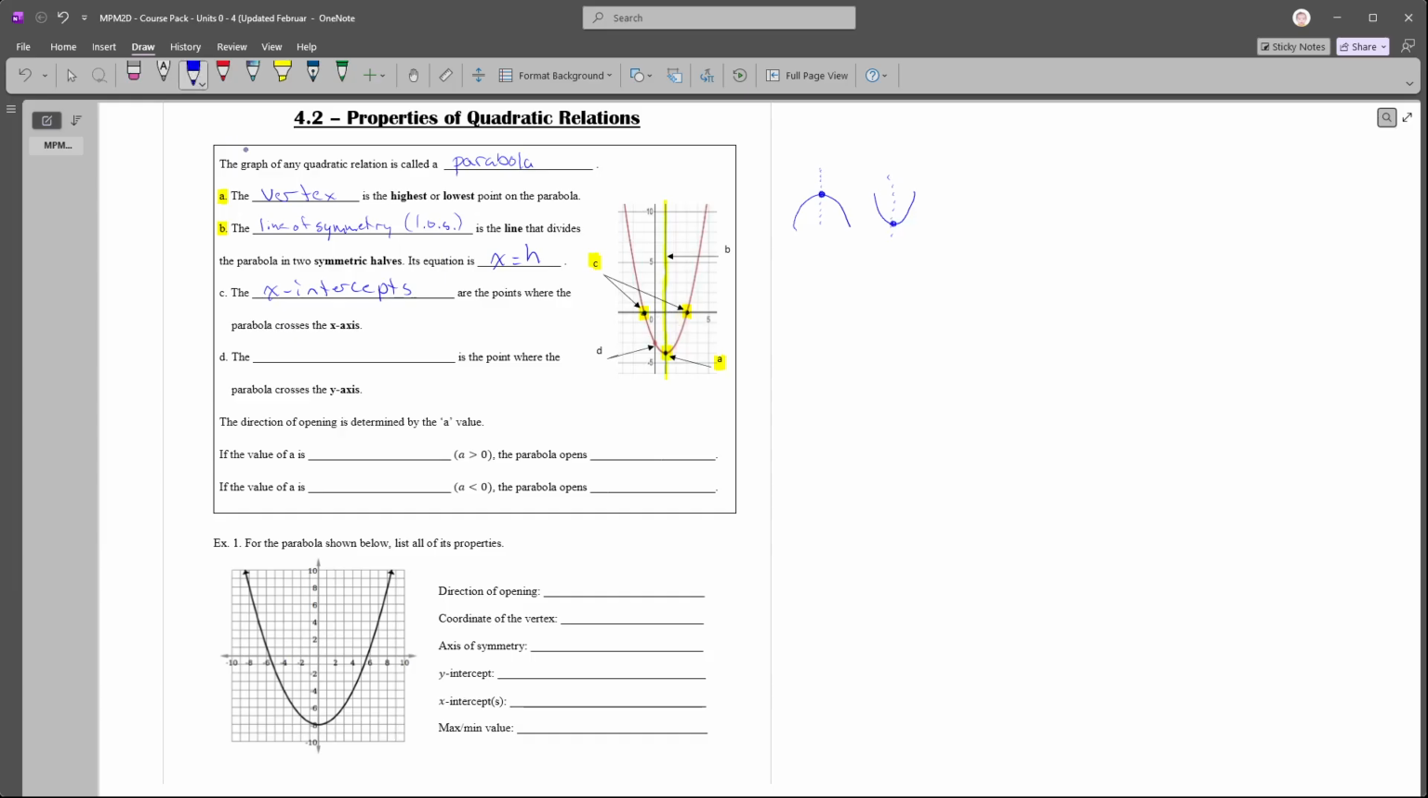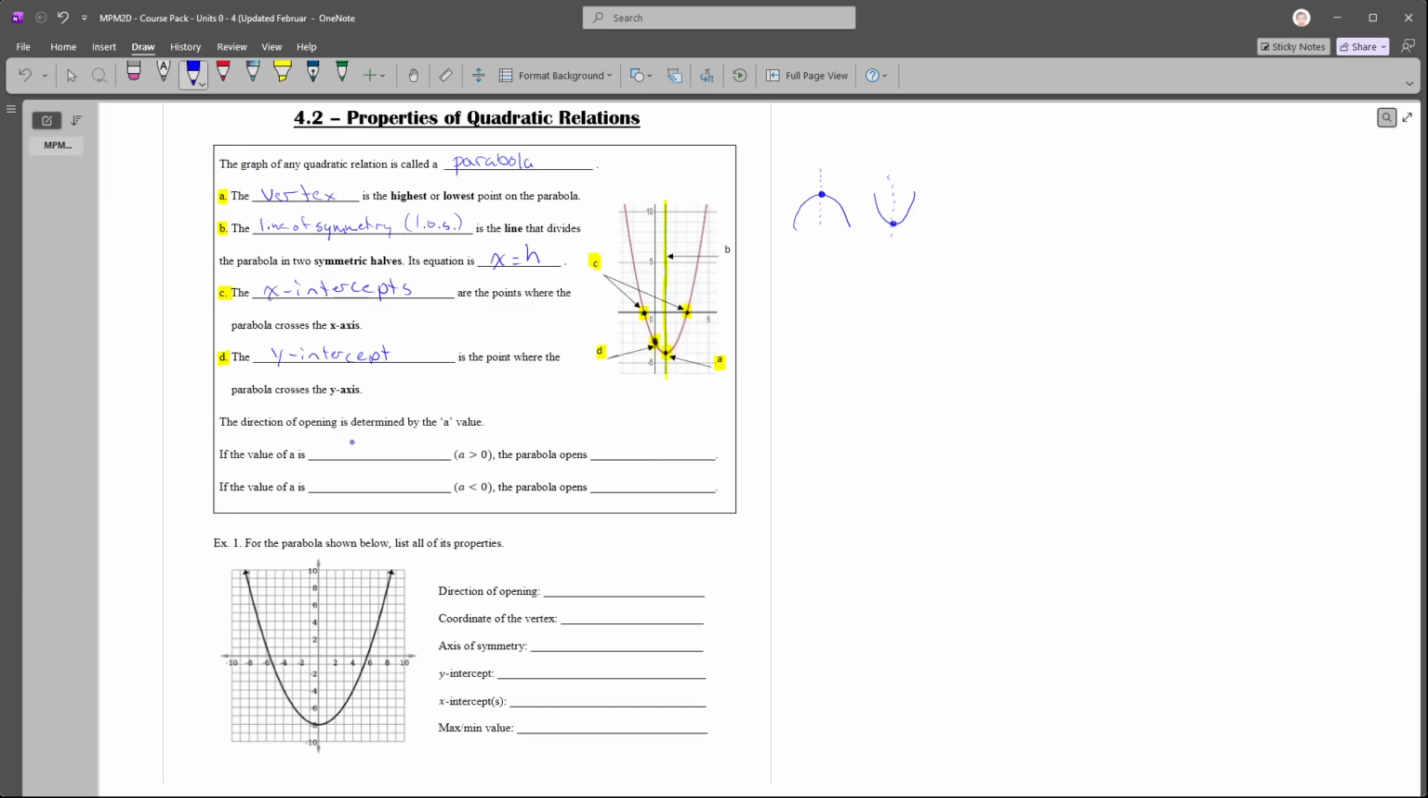And of course, if we have x-intercepts, we also have a y-intercept. Now there's only going to be one of these for the most part. The y-intercept is the point where the parabola crosses the y-axis. In this case, it's right there. So it's not at the vertex or anything like that. It could be, but it doesn't have to be. Now depending on the parabola that we're drawing, it could be anything.